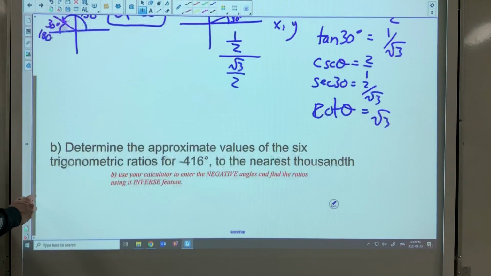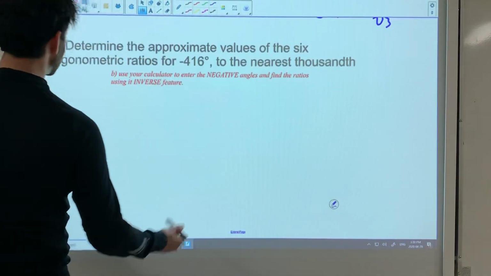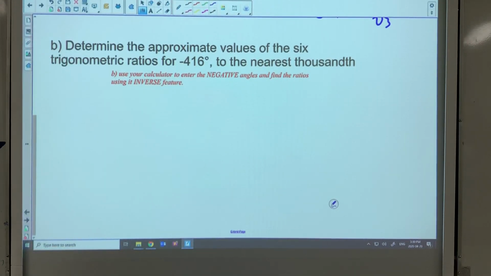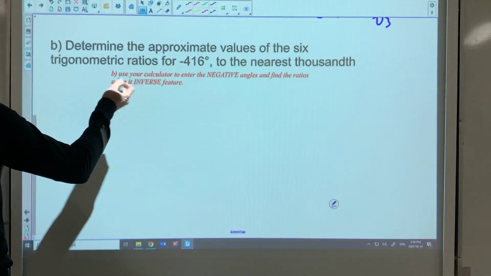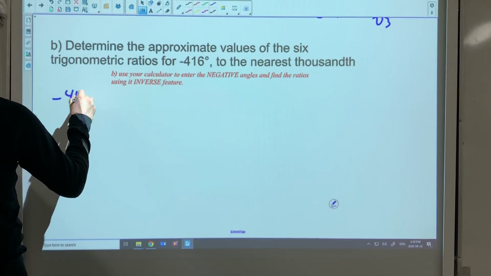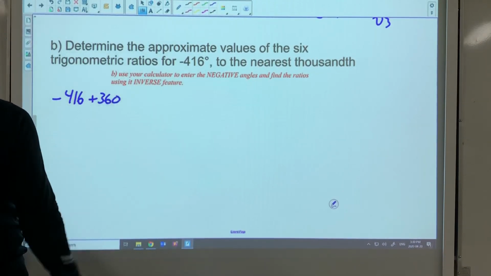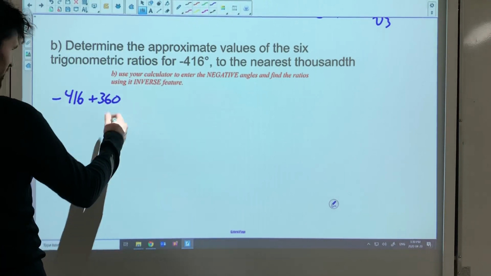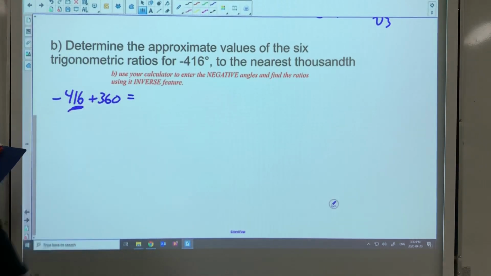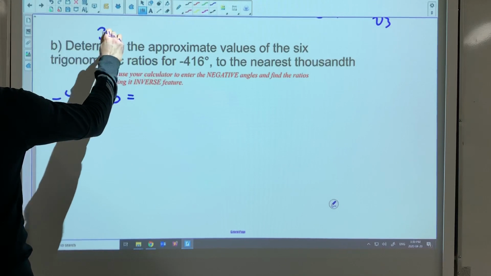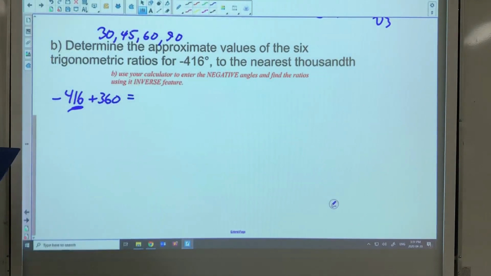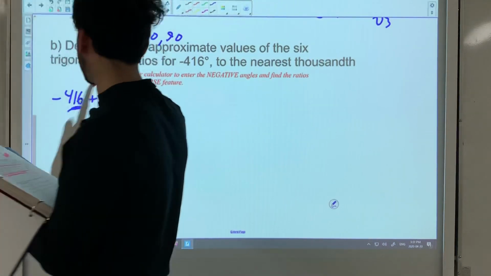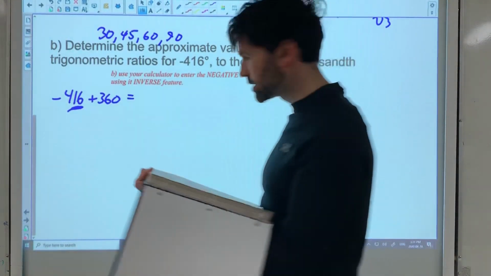I might choose to skip B here. It's just the same one, but we give you a negative angle. I will mention that for this one, it's not an exact value. So when you try to find a positive coterminal angle for it, you're not going to get one. It's a weird value. Remember, you guys memorize these ones here. So you memorize 30, 45, 60, 90. So if it's not some multiple of this, it means that you need to use your calculator.